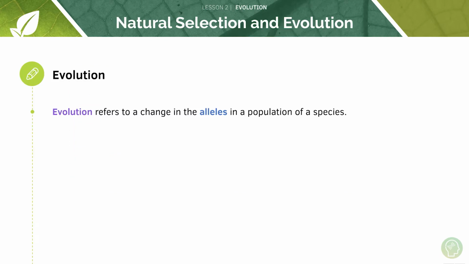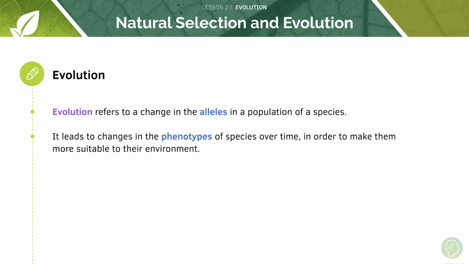So first of all, let's define evolution. Evolution refers to a change in the alleles in a population of a species. Remember, an allele is just a different form of the same gene, so it's variation within the same gene. So when there's a change between these different versions of the same gene within a population of a species, that's what we refer to as evolution.